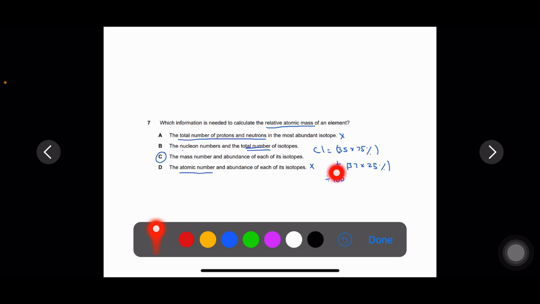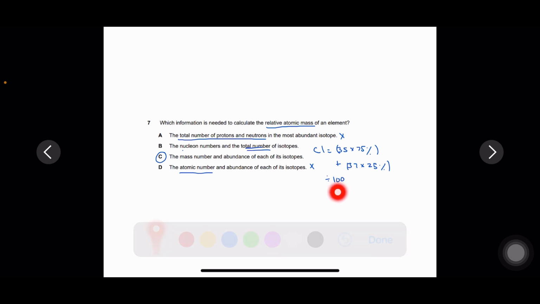Here you can see when we calculate for chlorine the Ar or relative atomic mass, we consider their atomic masses and multiply with their abundance. Similarly we do for chlorine 37 and then we divide by 100 finally. It means that we have to know the mass number and relative abundance of each of its isotopes. That's the right answer, option C.